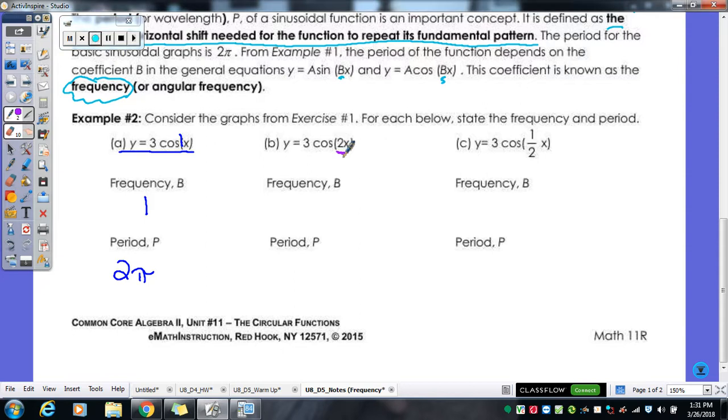So the next frequency is a 2, but what was that period? Pi, 1 pi. Because by the time we reached pi is when I had one complete cosine curve. And then C, our frequency, as we said, 1 half. Our period would be 4 pi, because we had half of the curve by the time we got to 2 pi, so you would have to go all the way up to 4 pi in order to finish the curve.